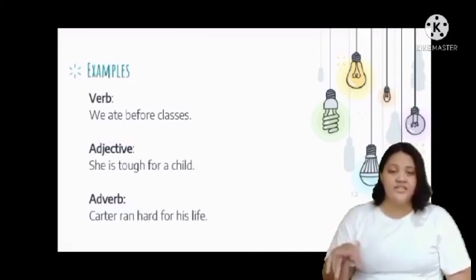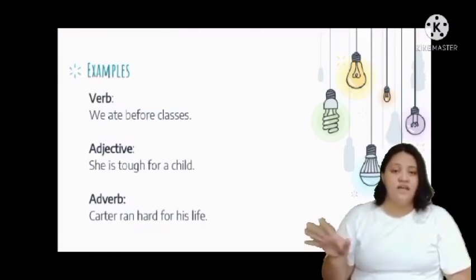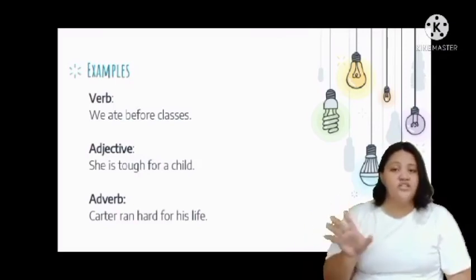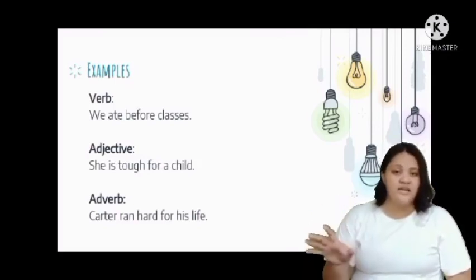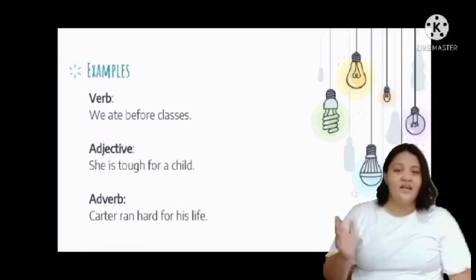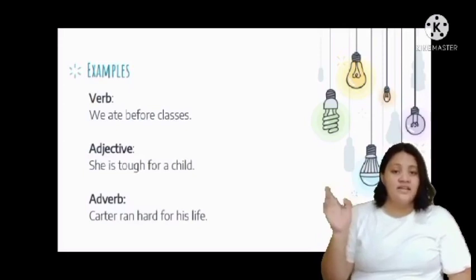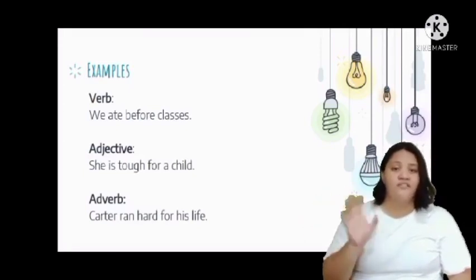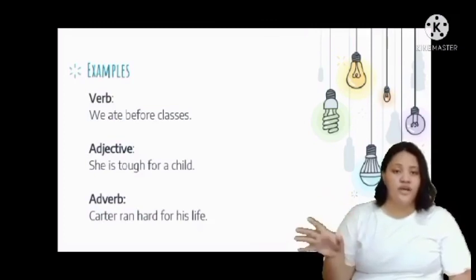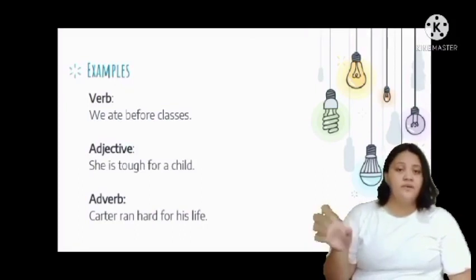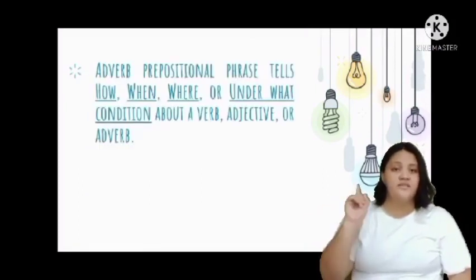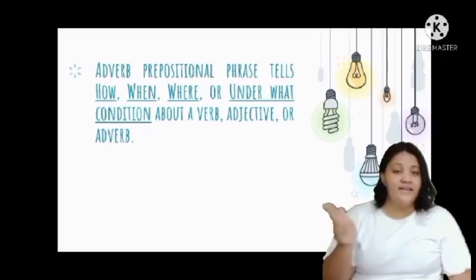Another example, for the adjective, is "She is tough for a child." Tough is an adjective, and it is described by "for a child," which is a prepositional phrase, hence again making it an adverb prepositional phrase. And finally, "Carter ran hard for his life." Hard is an adverb which is described by "for his life," which is a prepositional phrase, hence again making it an adverb prepositional phrase. Remember that an adverb prepositional phrase describes a verb, an adjective, or an adverb.